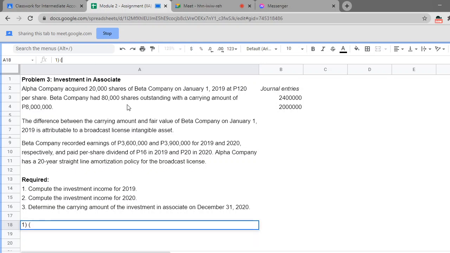We have 3.6 times 0.25 plus 3.9 times 0.25. That's for the profits. Next, unsa pa ba? Excess of cost. Tama. Okay, investment income for 2019 lang di ay. So, eto lang. Plus ang atuang share in the excess of cost over fair value. So, di ba 2.4 man to versus 2 million? So, that's 400,000 difference. Attributable to 20 years nga life ni broadcast license.